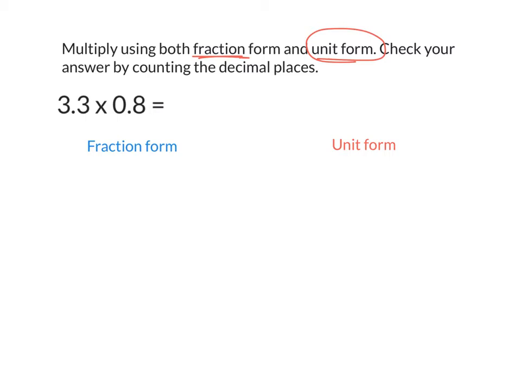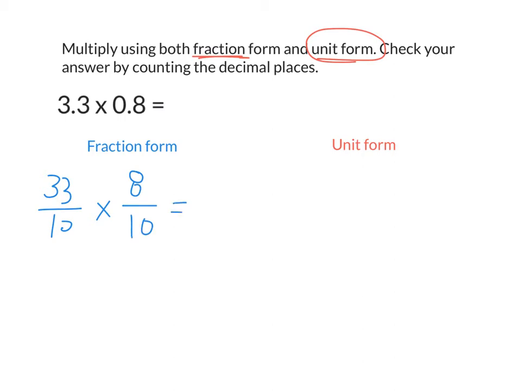Then it says check your answer by counting the decimal places. I'll show you what that means. But get started by writing down this problem. 3.3 times 0.8. We're going to first write it in fraction form. 3.3 is what fraction, you guys? 33 over 10. Very good. And 0.8 is what fraction? 8 over 10. Okay, so then we can multiply.